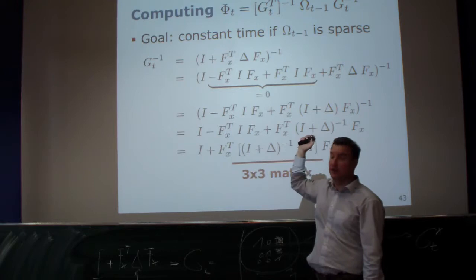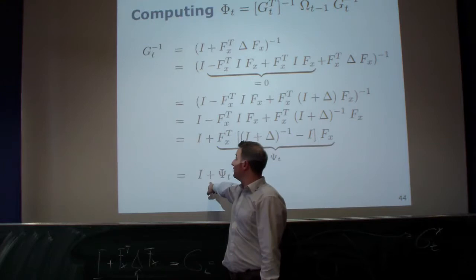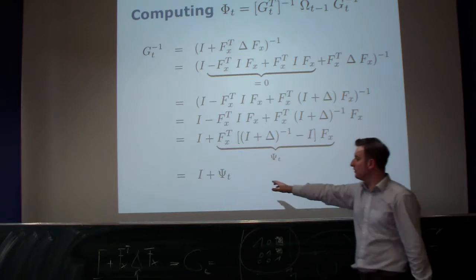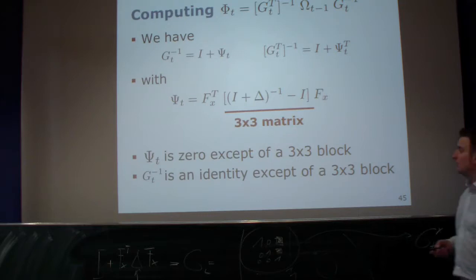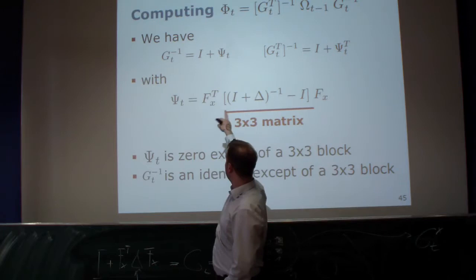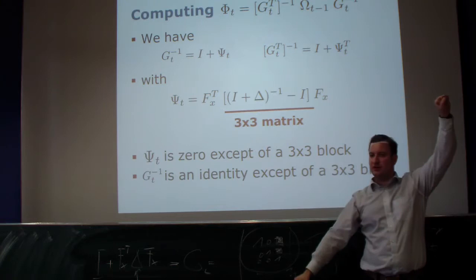I can do exactly the same with the transposed version of that. So I can simply replace this term by psi and say this is an identity matrix. So this is a 3 plus 2n dimensional identity matrix, and I have the psi. This term here can be computed efficiently. So, just an explanation for that. This matrix is a high dimensional matrix except for a 3x3 block. And it's added to the identity matrix. So the inverse, G T inverse, is an identity except for a 3x3 block. The Jacobian is an identity matrix plus a 3x3 block, which is something else.